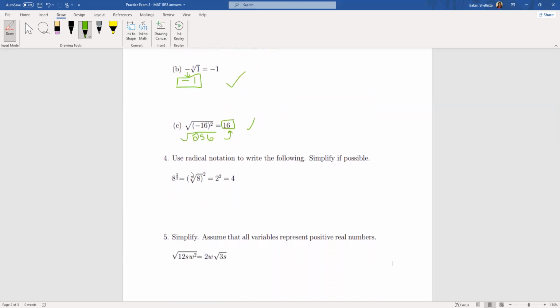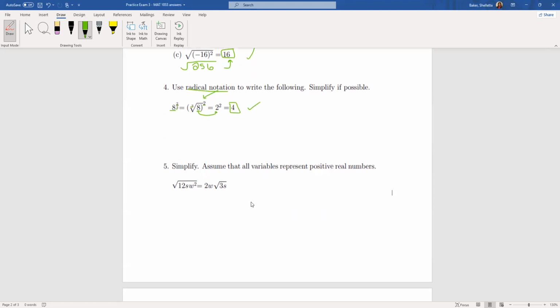Now for number 4, we're using radical notation first. So when we write this in radical notation, remember your denominator, that 3 becomes the index. And the numerator, the 2, becomes the power. The base of your exponent goes inside or underneath your radical. So it's the cubed root of 8. The cubed root of 8 gives us 2. And then 2 squared, we get 4. That's our answer.